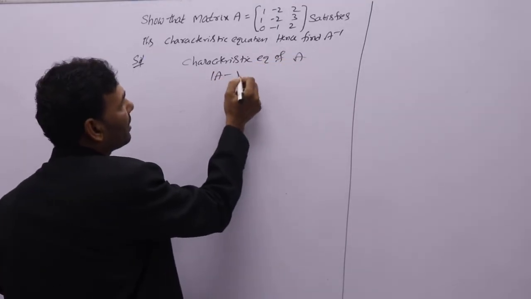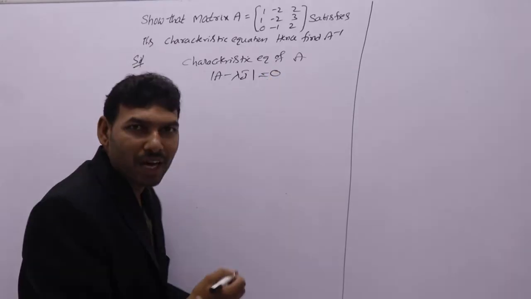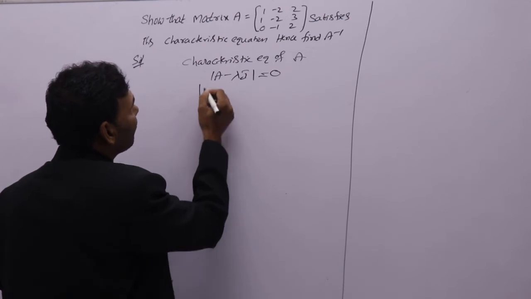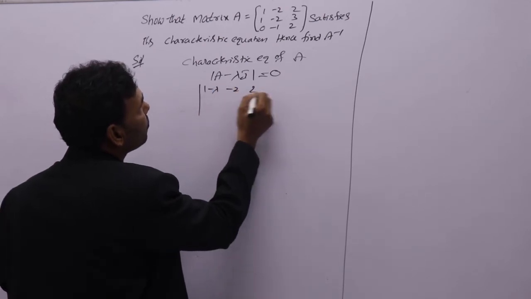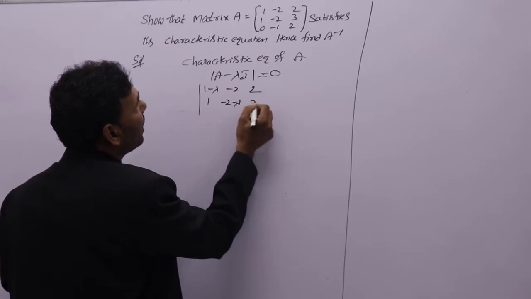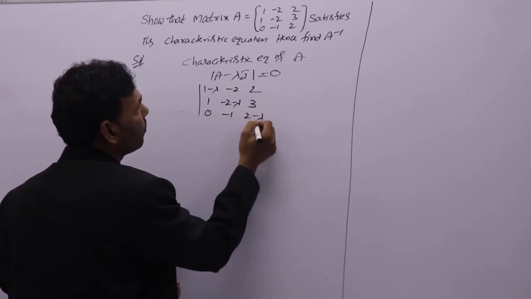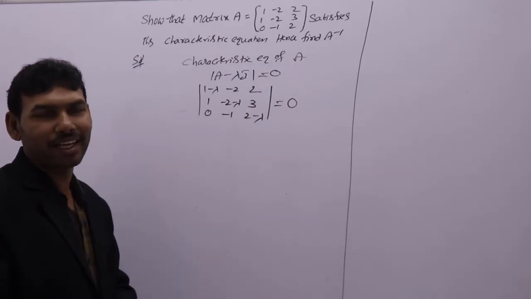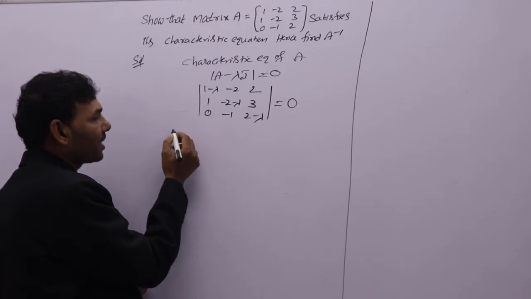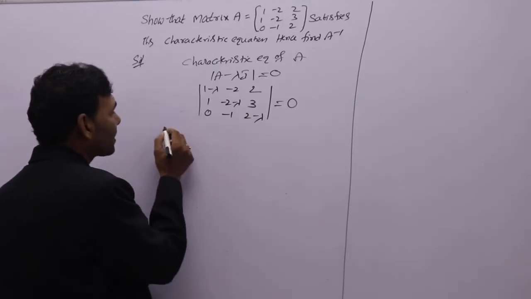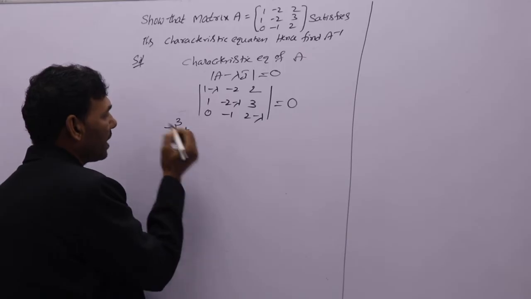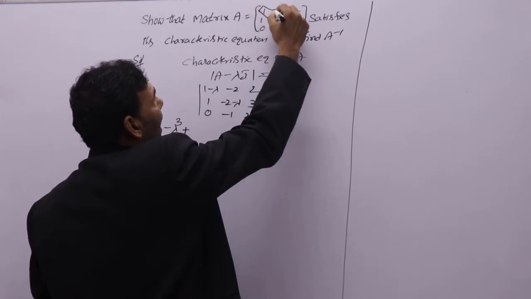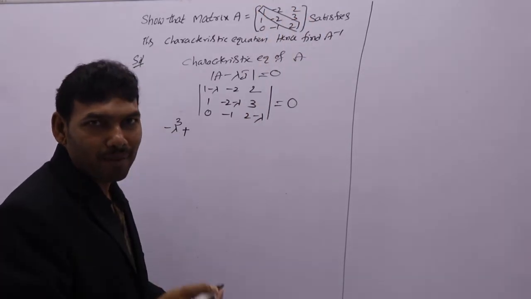What is that? det(A minus lambda I) equal to 0. Subtract lambda from the diagonal. If you subtract lambda from the diagonal: 1 minus lambda, minus 2, 2; 1, minus 2 lambda, 3; 0, minus 1, 2 minus lambda, equal to 0. After this, you need to find the characteristic equation. I said how to find it using one simple technique, that is minus lambda cube plus the sum of the diagonal elements into lambda square. If you add the diagonal elements, you will get the lambda square coefficient.